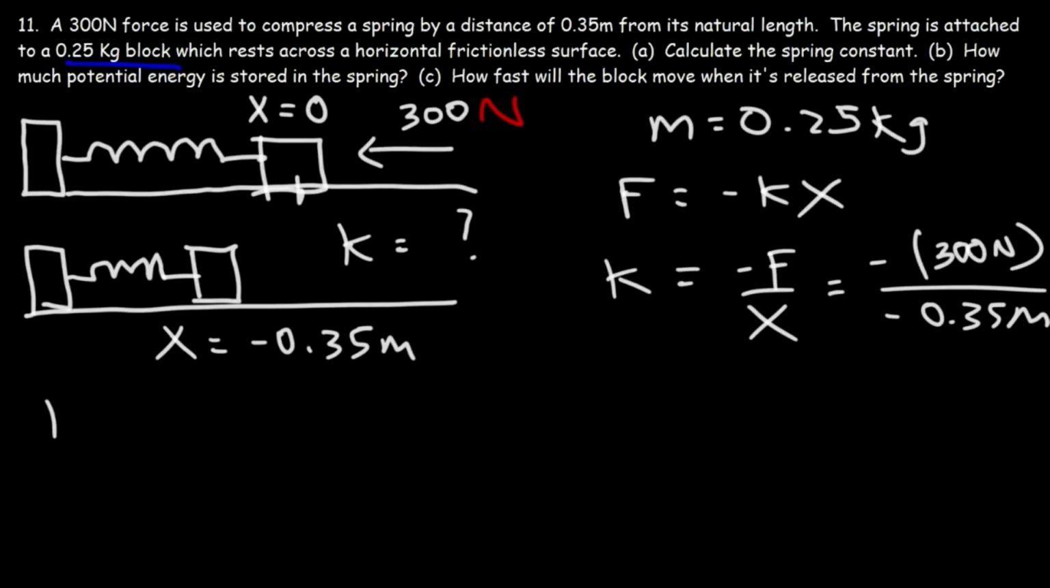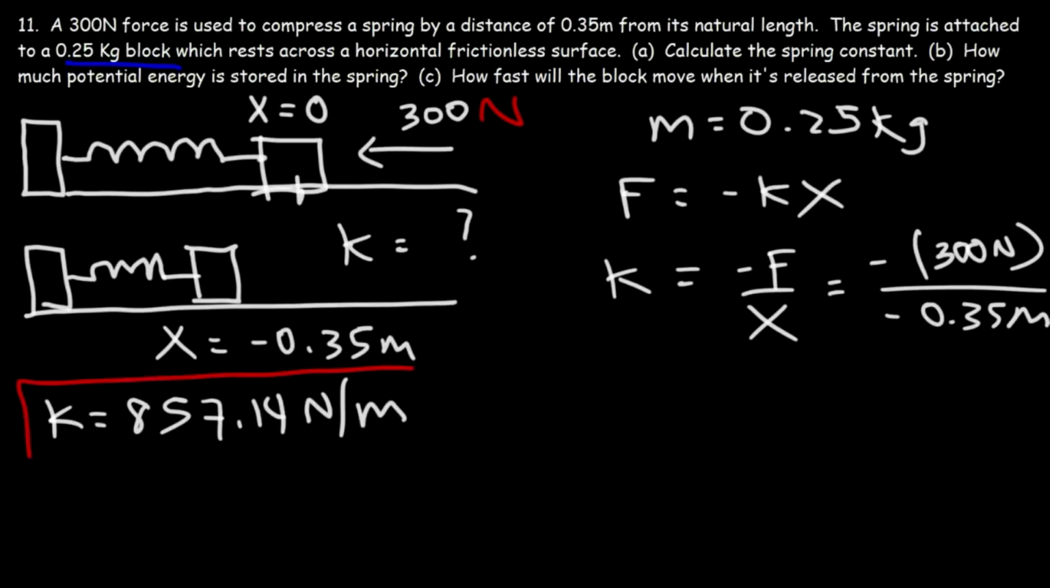So you should get 857.14 newtons per meter for the value of the spring constant. So this is the answer for part A. Now let's move on to part B.